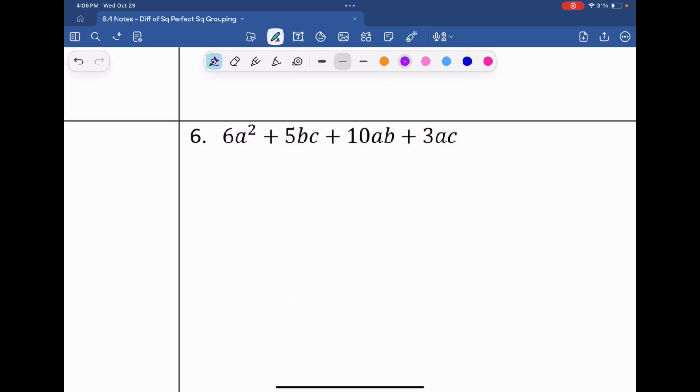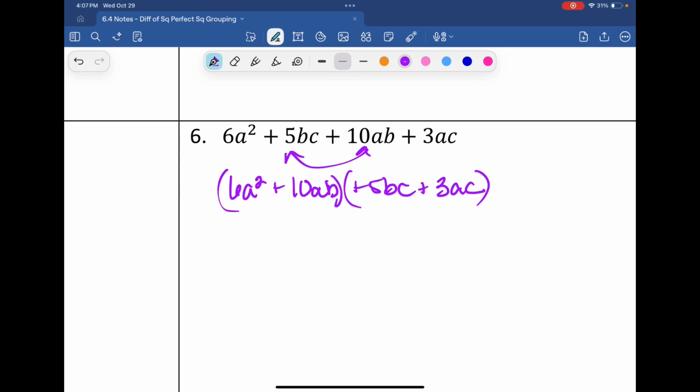All right, rearrange so you have proper order. Just so the first 2 terms have a GCF. Because right now 6a squared and 5bc don't have any. Group. Group 1. Group 2. GCF of the first group. Second group.